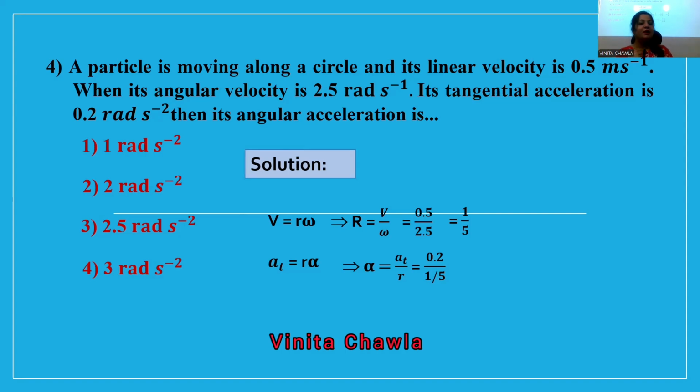So AT, that's why I've written this subscript T here. So alpha is AT by R. Again, we'll put the values and we'll get angular acceleration as 1 radian per second square. Option 1 is the correct answer. Clear? Let's move to the next question.